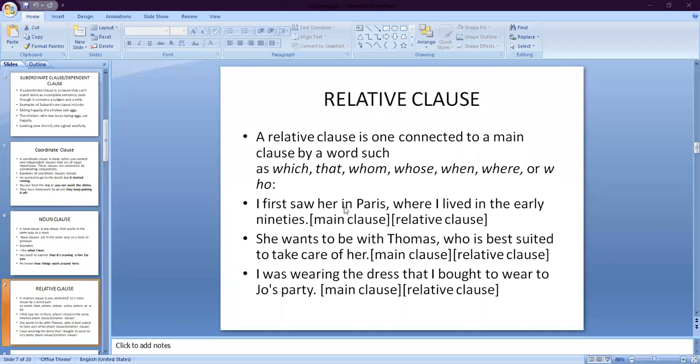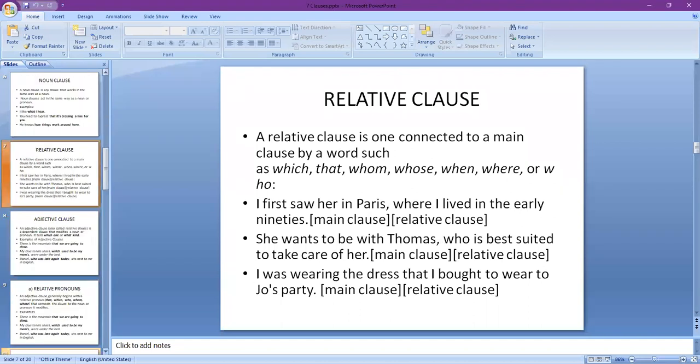I saw her in Paris. This is a main clause. And then, where I lived in the early 90s. This is a relative clause. It is talking about what? It is talking about the main clause. She wants to be with Thomas. This is a main clause. Who is best suited to take care of her is a relative clause.